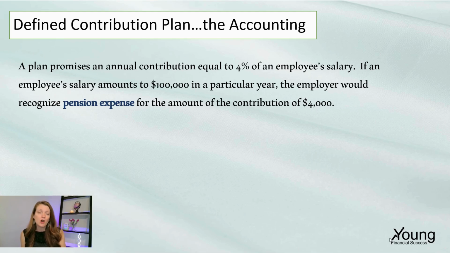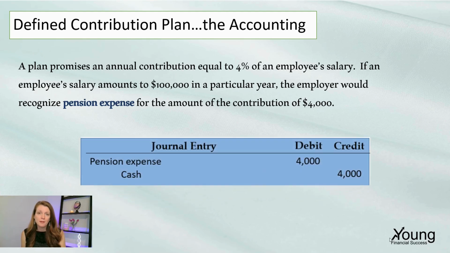Now, the employee would also be putting money in, but we are just focused on the accounting for the company. So this is the journal entry. They are going to debit pension expense for the $4,000, 4% of $100,000, and they credit cash, and they move that cash to their investment fund wherever they are holding the 401k. And that's it. They don't have to do anything else. If the employee invests this money and they lose it all in the stock market, then that's their own problem. The company's done everything that they have to do.